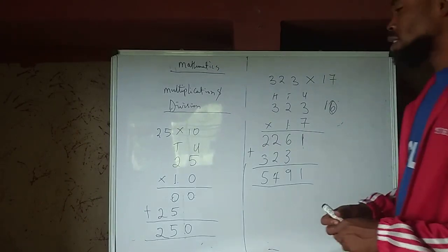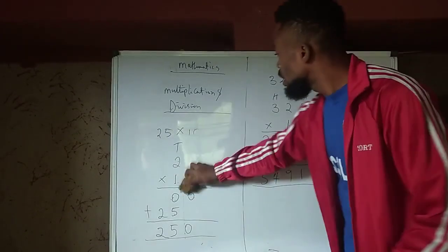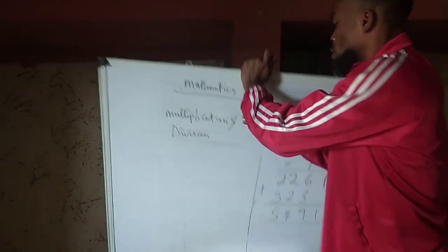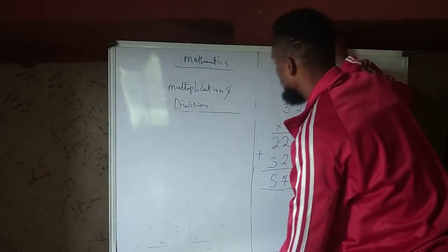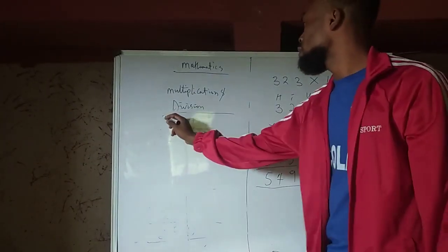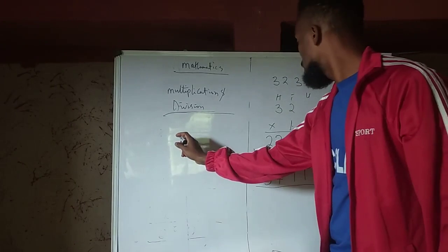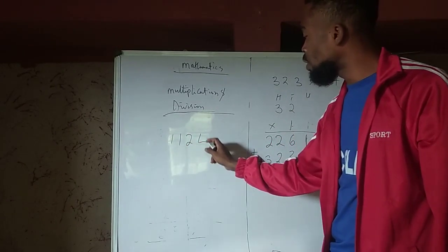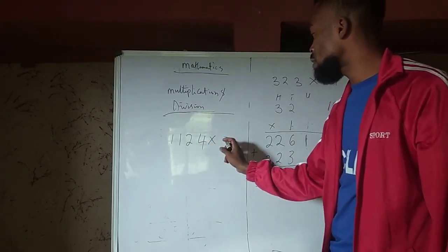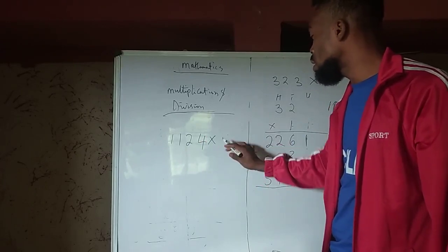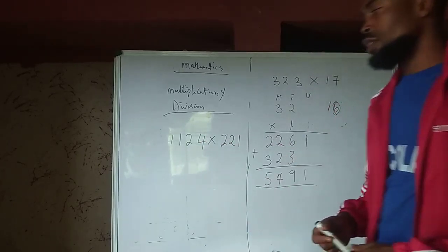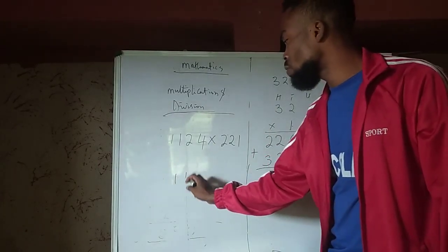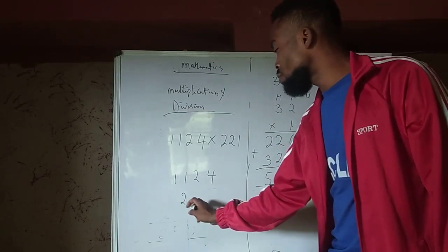So if it were 3 digits, let's say we have 1124 times 221. Okay, just to take your thinking a little bit further, we are going to do this: 1124 times 221.